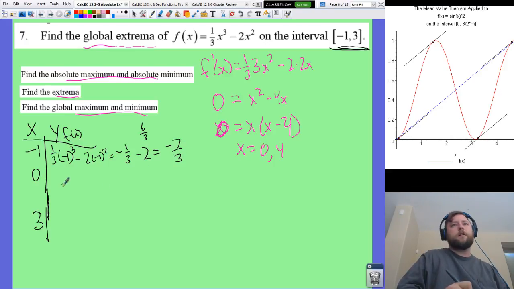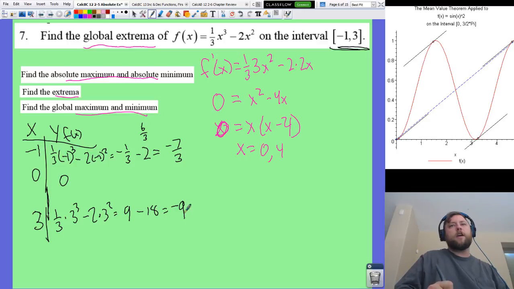Now if you plug in 0, you'll get 0. You plug in 3, oh boy. 1/3 times 3 cubed minus 2 times 3 squared equals, this is 27 divided by 3, so 9, minus 9 times 2 is 18, so this will be -9.